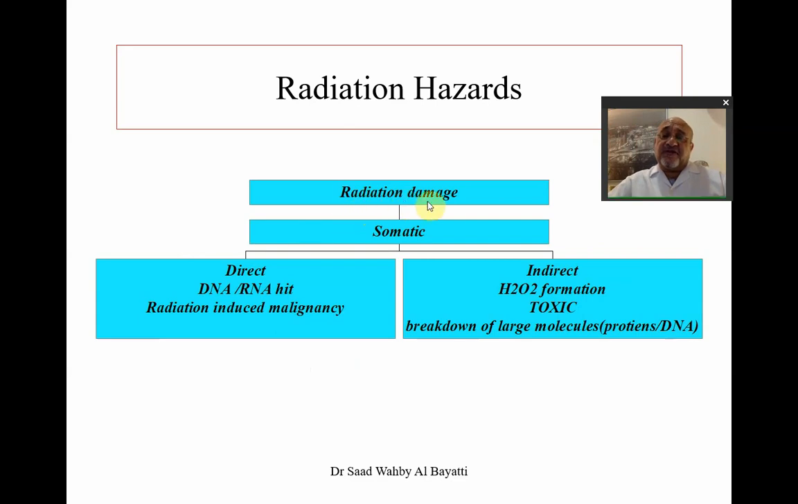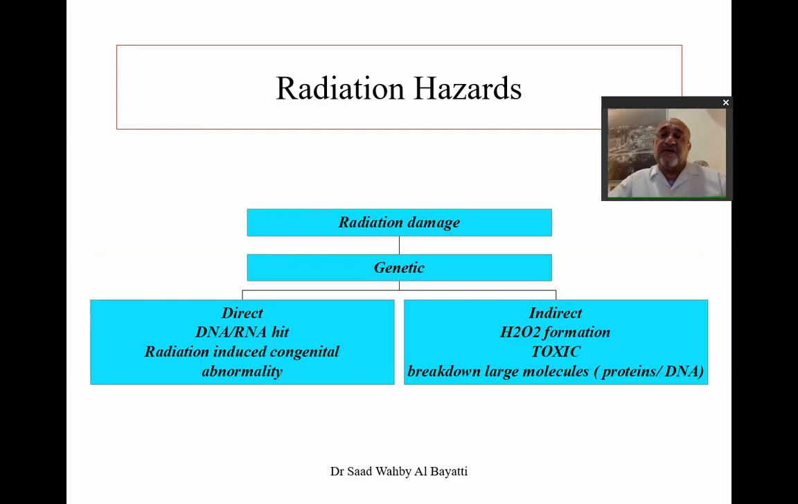Radiation hazards, just to summarize, if they are in a somatic cell, if they are direct, it means by direct hit of DNA or RNA, it will lead to radiation-induced malignancy in the individual. Or if it was indirect, due to chemical formation which is toxic, the H2O2, it will lead to breakdown of large molecules of proteins and DNA, and again it will lead to cellular damage.